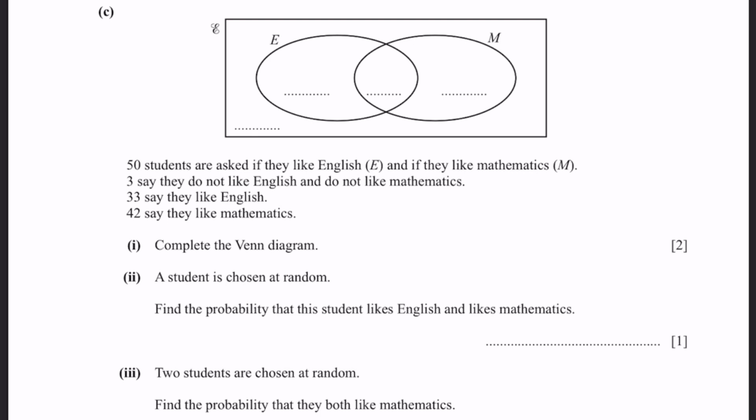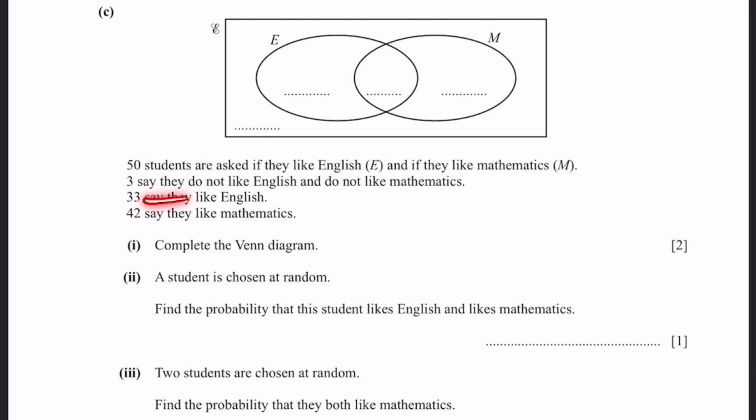50 students were asked if they like English and they like mathematics. 3 say they do not like English or mathematics. 33 say they like English. 42 say they like mathematics. 1. Complete the Venn diagram.